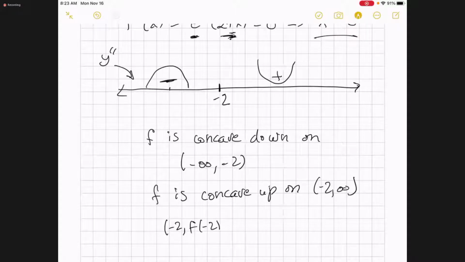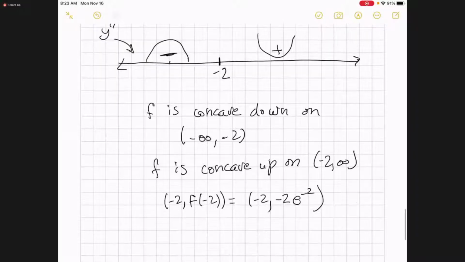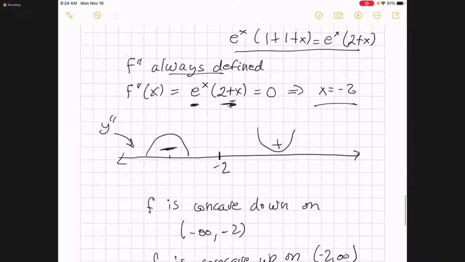Minus 2, f of minus 2, which would be, okay, f of minus 2 is minus 2 e to the minus 2. Right. Which is, leave it in the form it is, or you could write it as minus 2 over e squared. And e squared is between 4 and 9, closer to 9. So this number is going to be a little bit above that minus 1 over e. Ah, but let's put it on the graph.